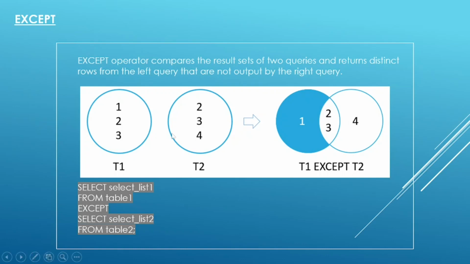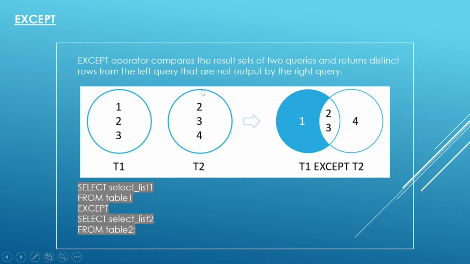So let's take a look at the Venn diagram here. Let's say we have data as 1, 2, 3 rows in table 1 and 2, 3, 4 in table 2. The EXCEPT will only output 1, because 4 is not there in table 1, and 2 and 3 are also there in table 2. So the syntax looks like: SELECT list 1 FROM table 1 EXCEPT SELECT list 2 FROM table 2.